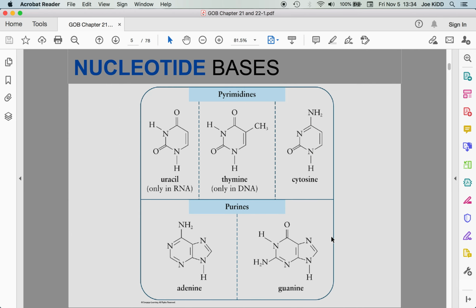When we're looking at the nucleotide bases, they can be split into 2 categories, the purines and the pyrimidines. Within the purines, we have adenine and guanine. Again, remember, here's that 6-membered ring, here's that 5-membered ring, and then they are decorated differently. In the pyrimidines, we have cytosine, and then we have 2 other pyrimidines that are unique either to RNA or DNA: uracil, which is in RNA, and thymine, which is in DNA.